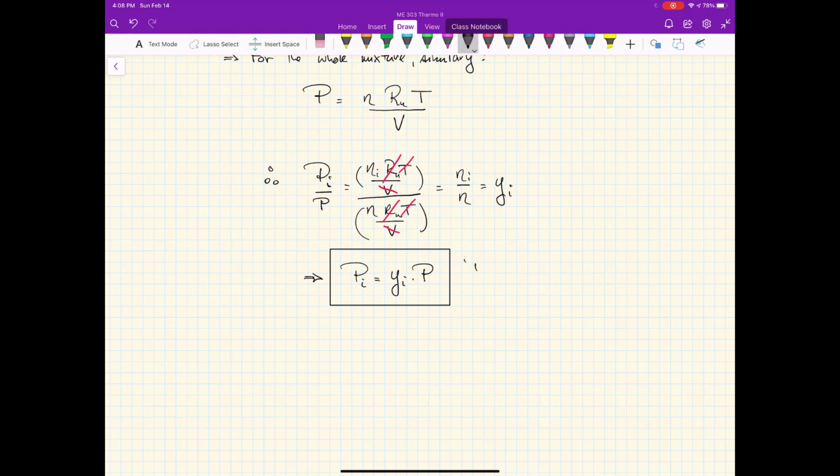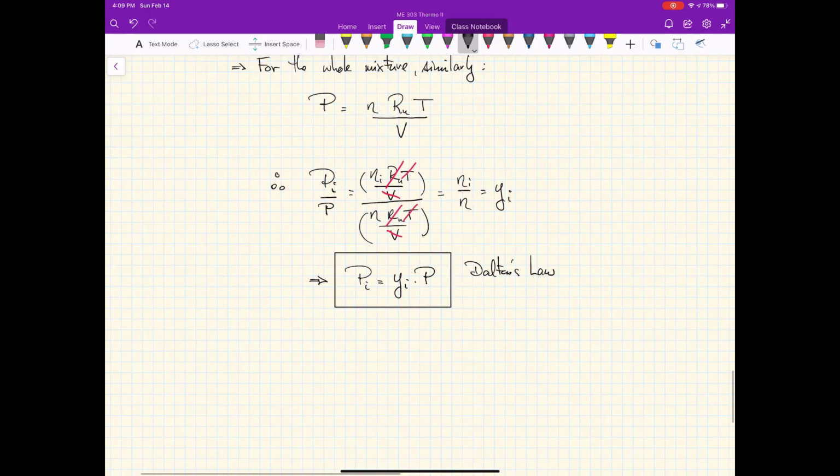And let's take it step by step here. Let's not skip a step. Divided by total number of moles times universal gas constant times temperature divided by volume. And of course, we've got that the universal gas constant in the numerator and denominator cancel, as do the temperature, since that is unchanged, as do the volume since this is unchanged.